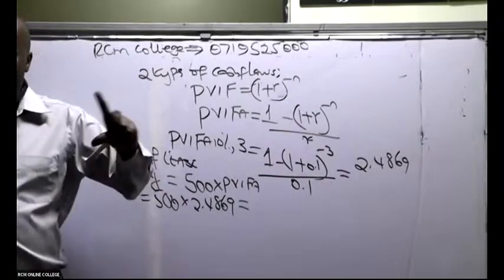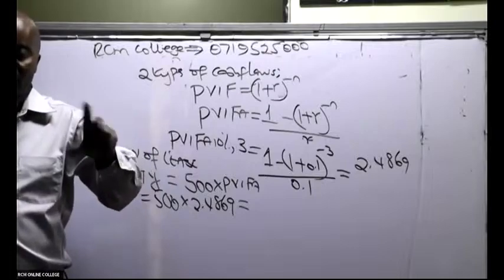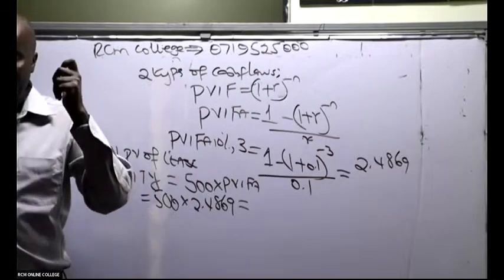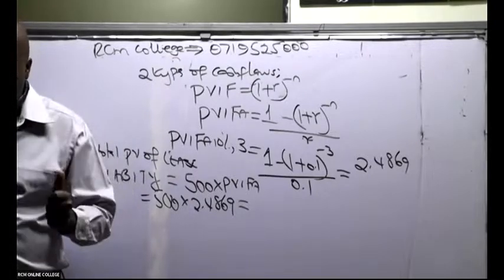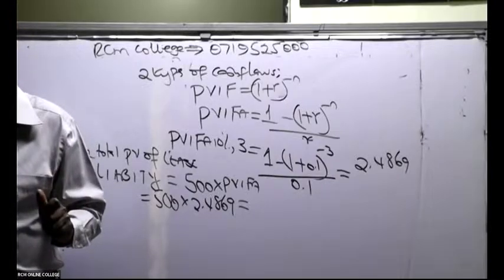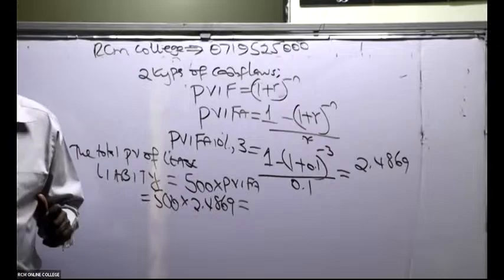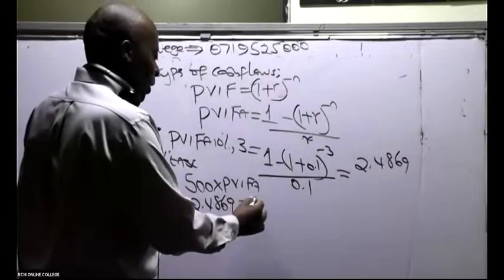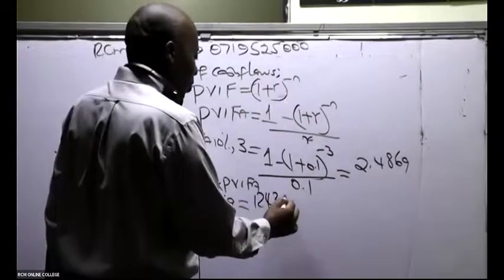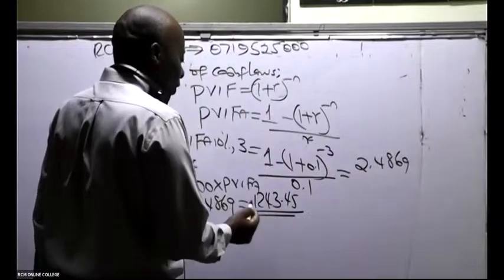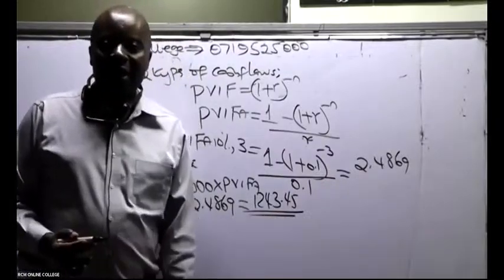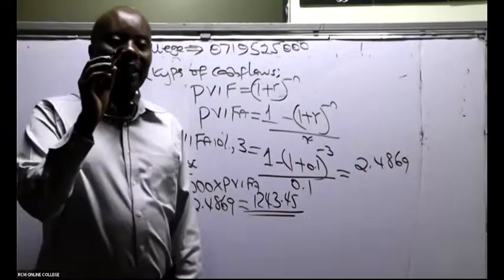So simply take one, because you know they are repetitive, they are regular. So you take only one to represent the others. And then you multiply this with the PVFA. 1243.45. Remember, we chopped the 3 zeros, right?